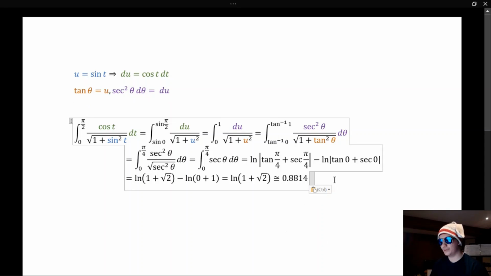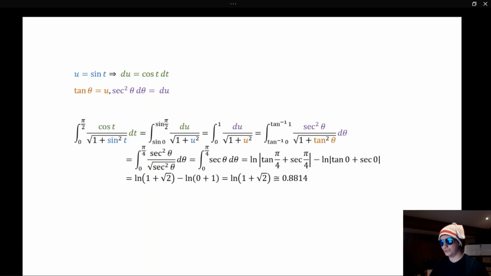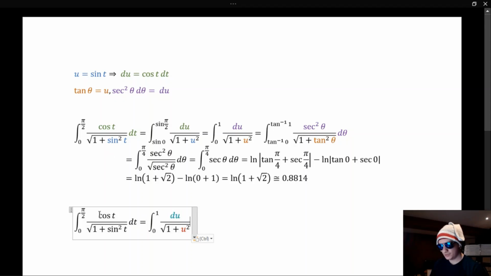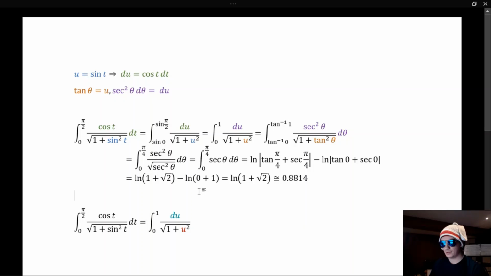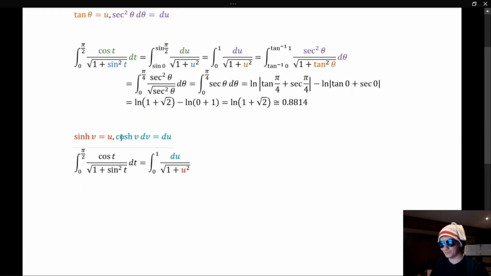Okay, that's one method of approaching this problem. We're going to do another method, which is a little bit shorter, but it does require some knowledge of the hyperbolic trigonometric functions. So we're just going to skip to here, where the integral we're solving is equal to the integral from 0 to 1 of du divided by square root 1 plus u squared. And we're going to make the substitution sinh v equals u, therefore cosh v dv equals du.